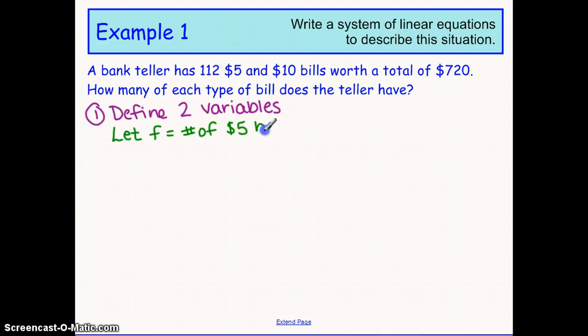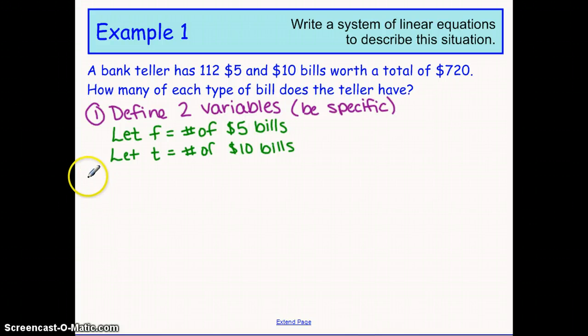And we want to be very specific and say that we're talking about the number of $5 bills and not something else about them. And then for our second variable, we'll say let, and then we'll pick a letter. So we'll say t for 10. So t will be the number of $10 bills. And you want to be very specific so we know exactly what about each thing that we're talking about we mean. Now we have our two variables, and now we need two relationships between them.